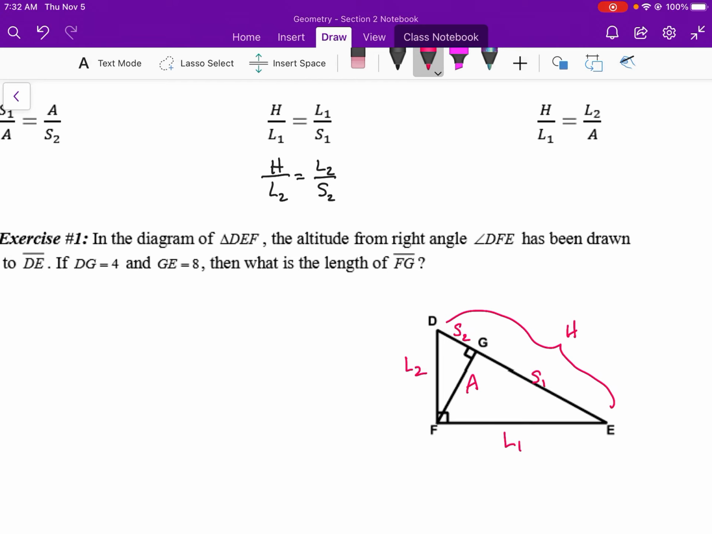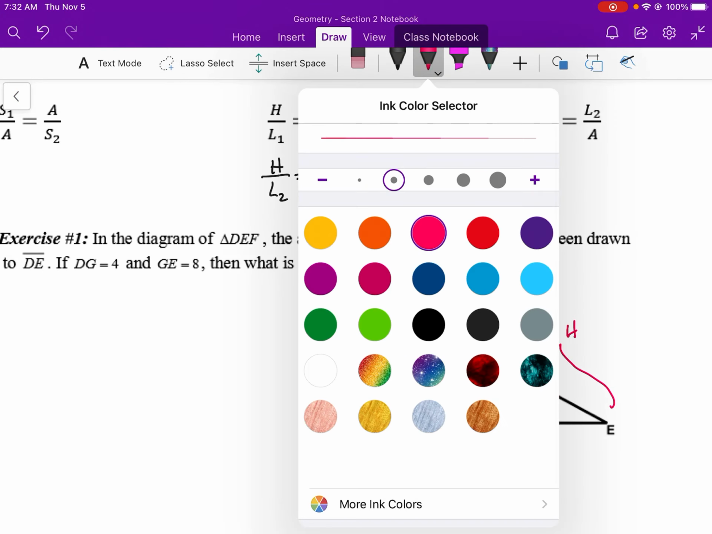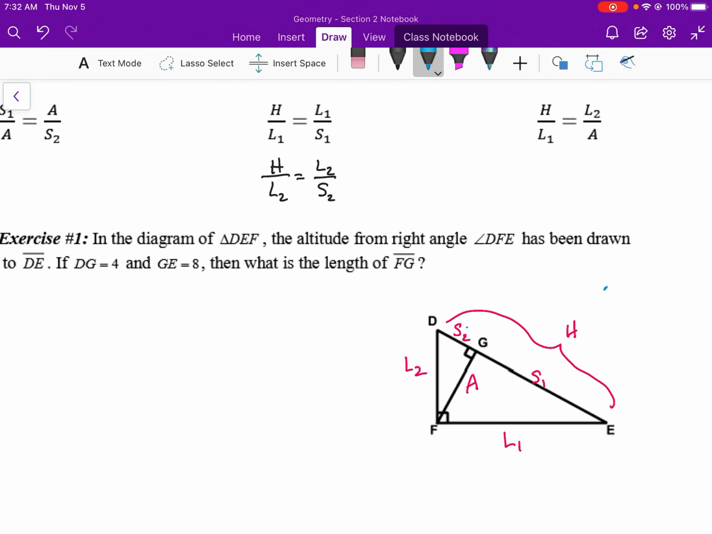Now DG is 4, so that's an S. GE is 8. If I needed to know H, I could do 4 plus 8, which makes 12. What's the length of FG? FG is the A, this is what I'm looking for. So I know S1, I know S2, I know H, and I'm looking for A.